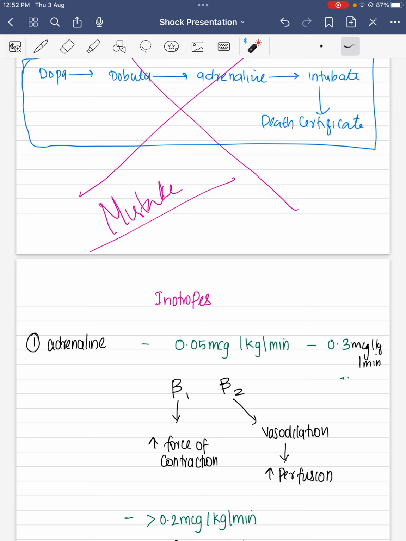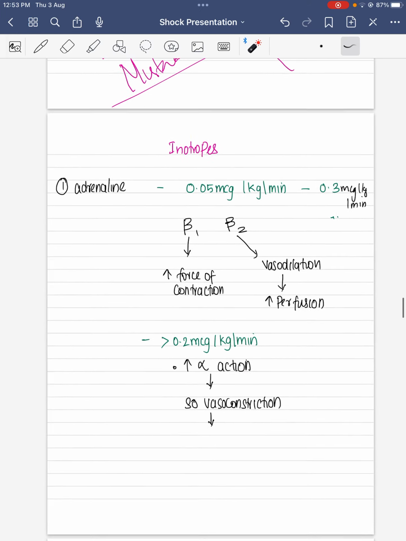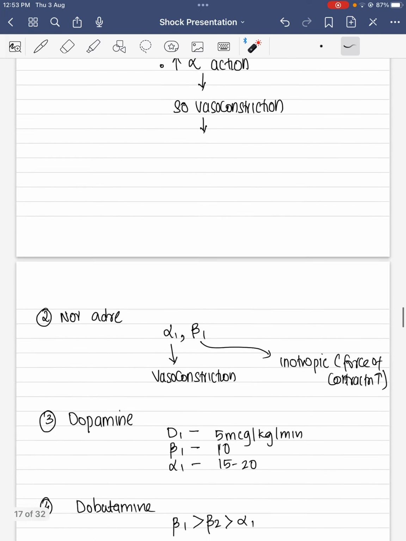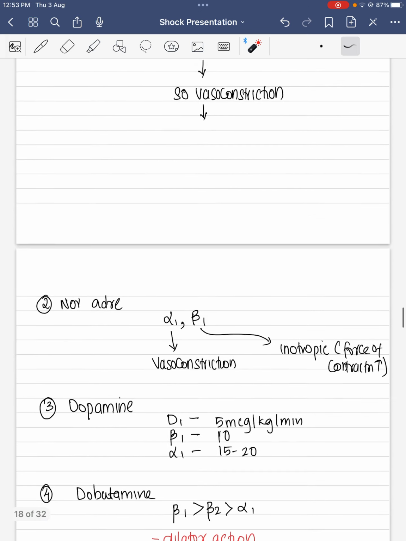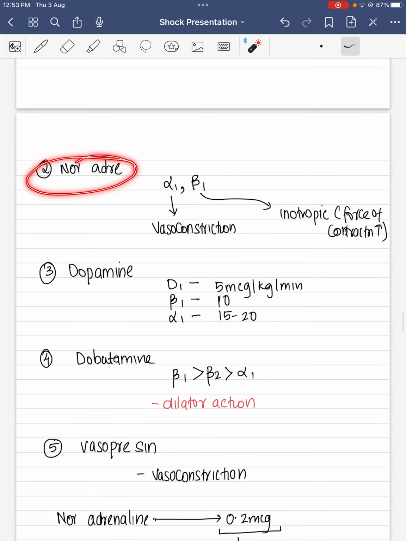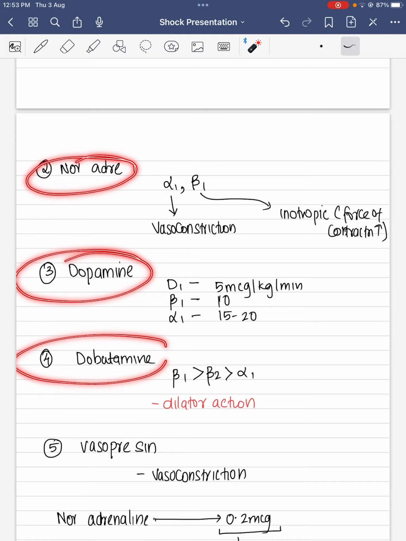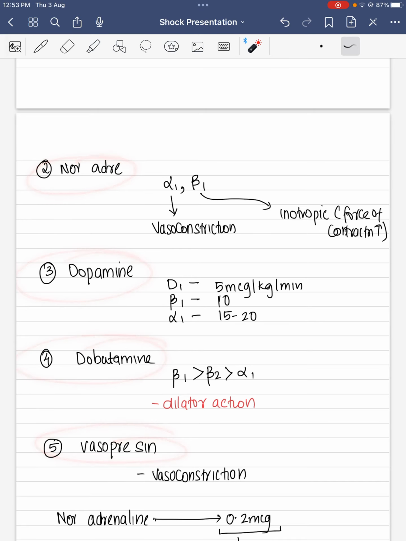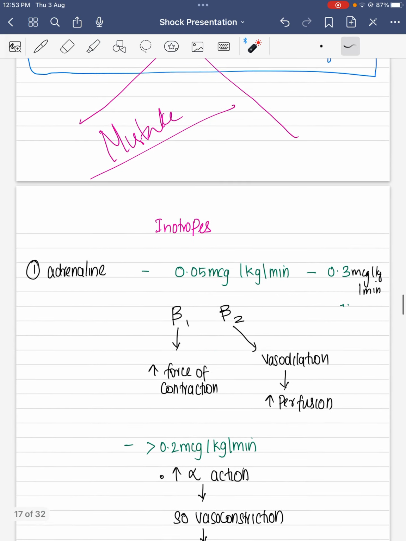Before going to the treatment of shock, we have to know some basic pharmacology of inotropes, then only we will be able to choose the most suitable inotrope. The common inotropes or vasodilators that we use are adrenaline, noradrenaline, dopamine, dobutamine and vasopressin. Let us see one by one.